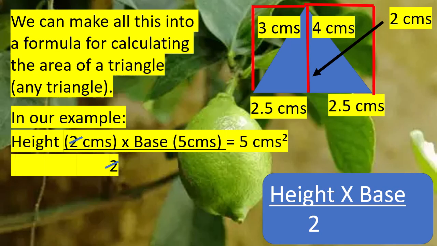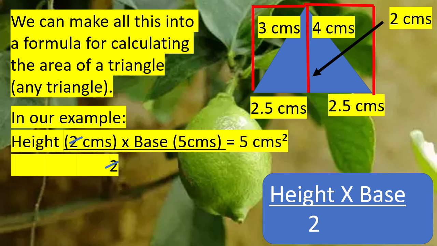So we can make this into a formula for calculating the area of the triangle. Any triangle. It can be a right angle triangle, equilateral, isosceles, or completely different sides. It works for all of them.